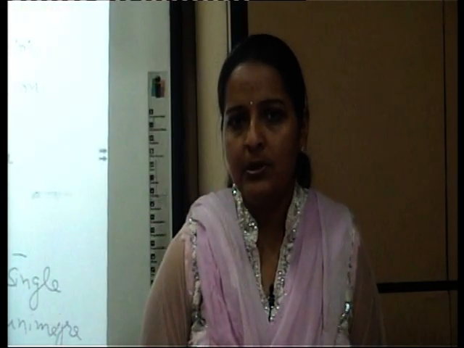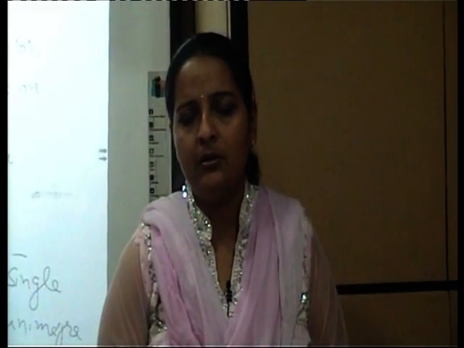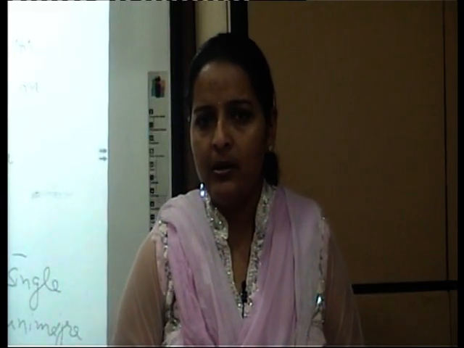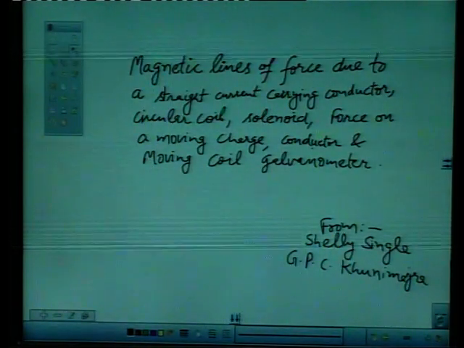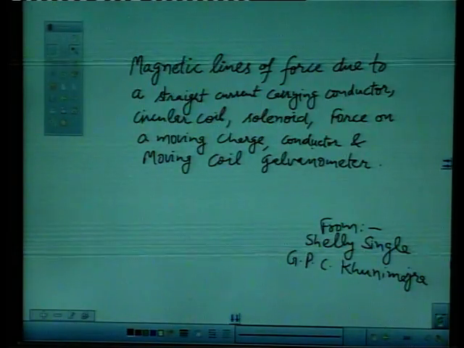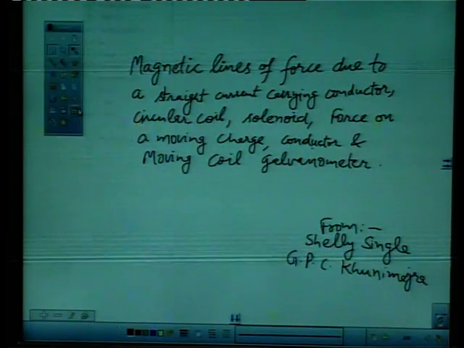Today my topic is magnetic lines of force due to a straight current carrying conductor, due to a circular coil and solenoid, and force on a moving charge and a current carrying conductor and a moving coil galvanometer. So first of all we will start with the topic of magnetic lines of force.